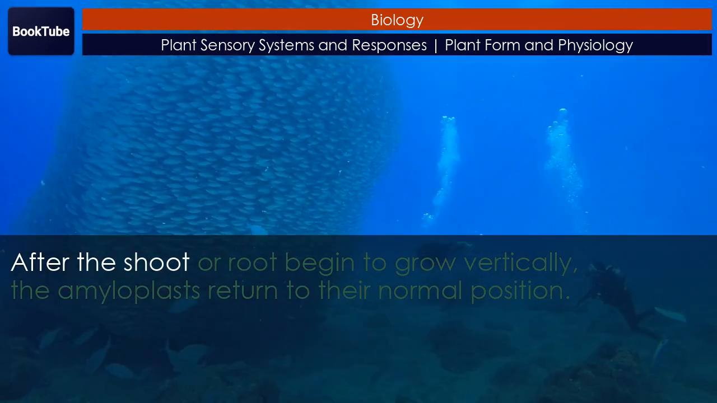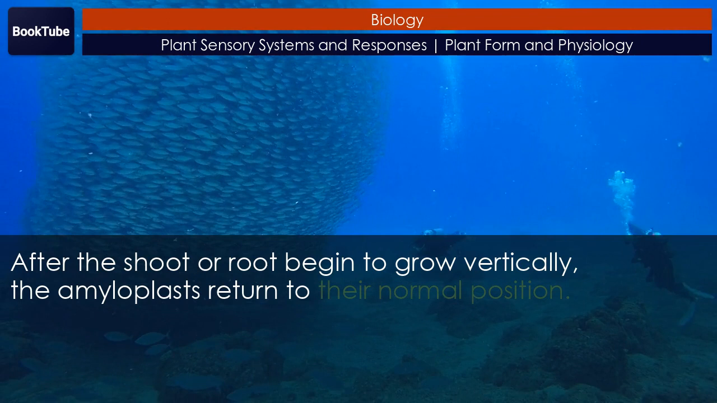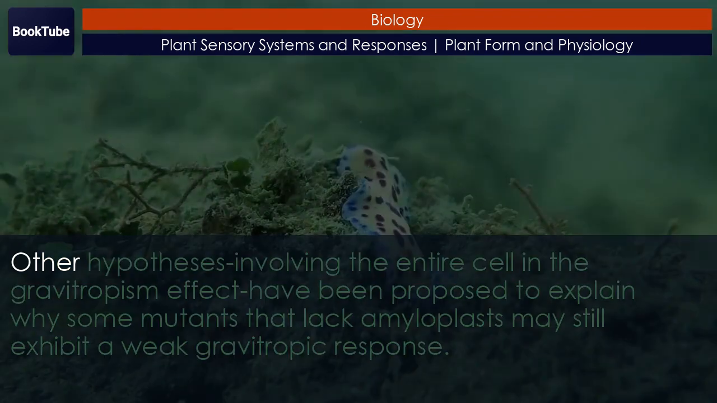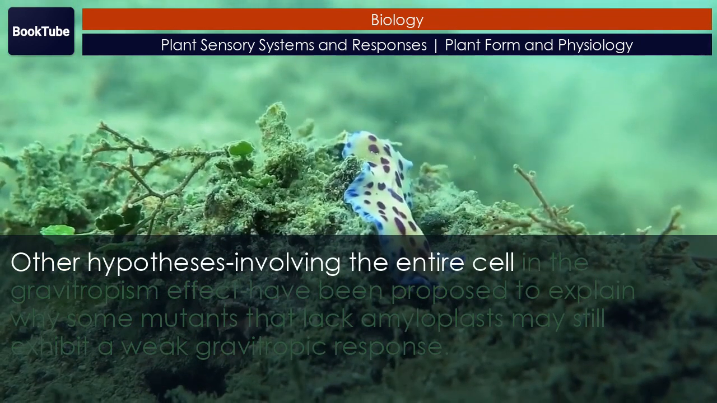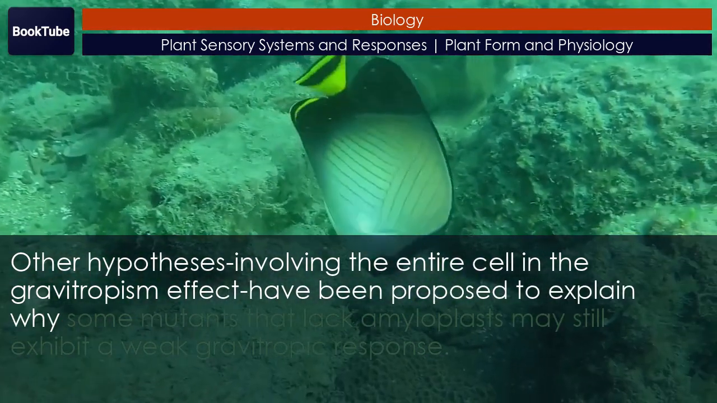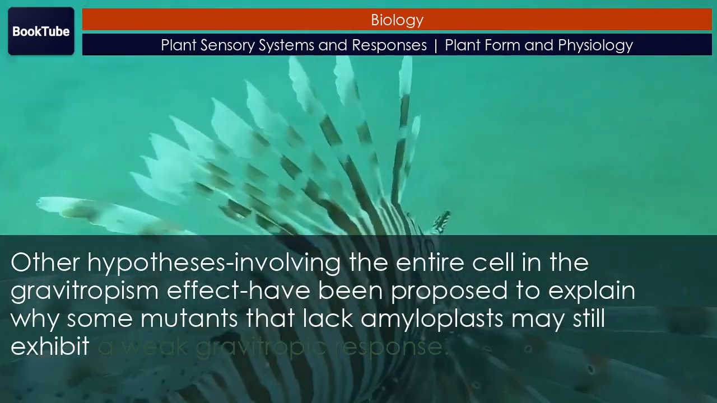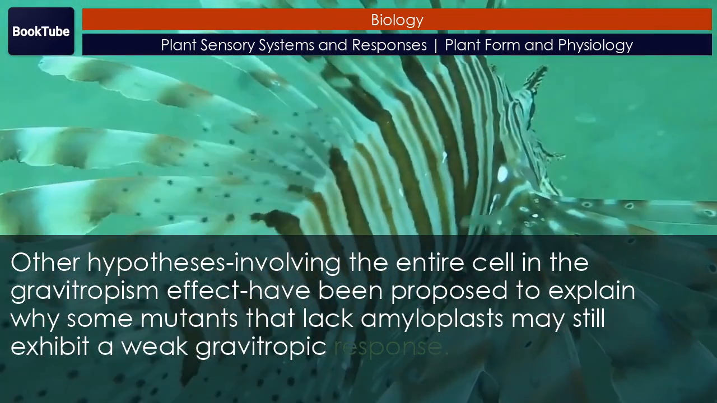After the shoot or root begins to grow vertically, the amyloplasts return to their normal position. Other hypotheses involving the entire cell in the gravitropism effect have been proposed to explain why some mutants that lack amyloplasts may still exhibit a weak gravitropic response.